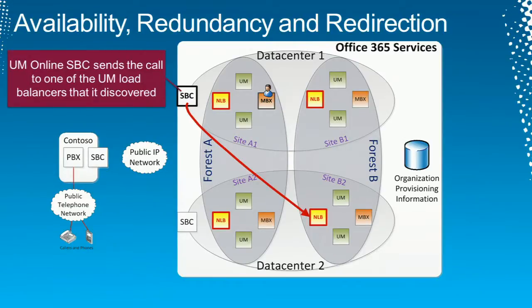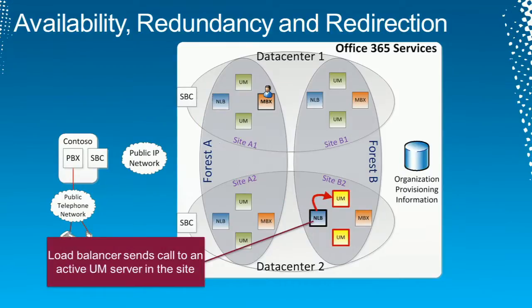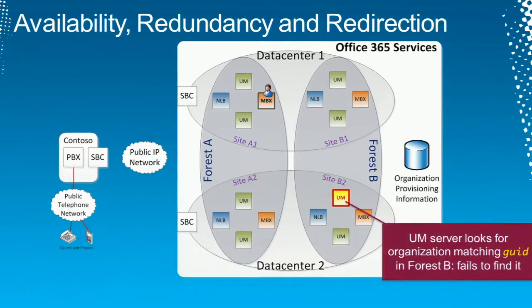So the network load balancer then sends the call on to an active server in the site, because it does a lookup and says, OK, so here are some addresses I should send the call to. And the server then finally receives the call and sees that it's destined for an organization with this globally unique ID. So it goes to the configuration, which are actually in its own capacity forest, and says, OK, tell me where to find Contoso, because I have a call for what I believe to be a Contoso user.